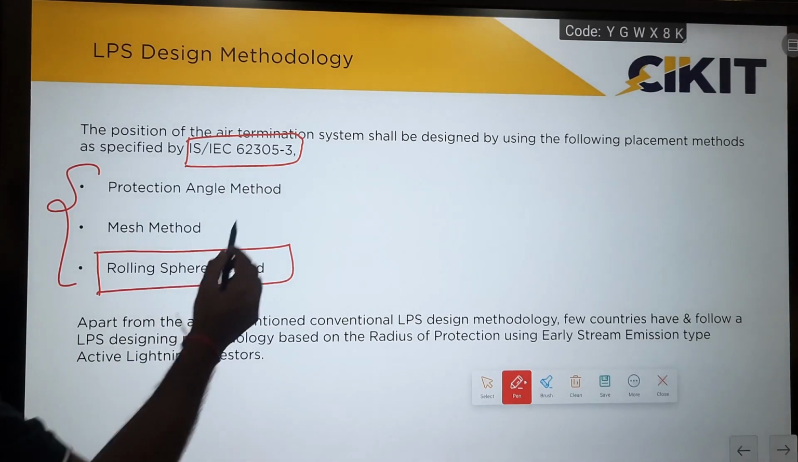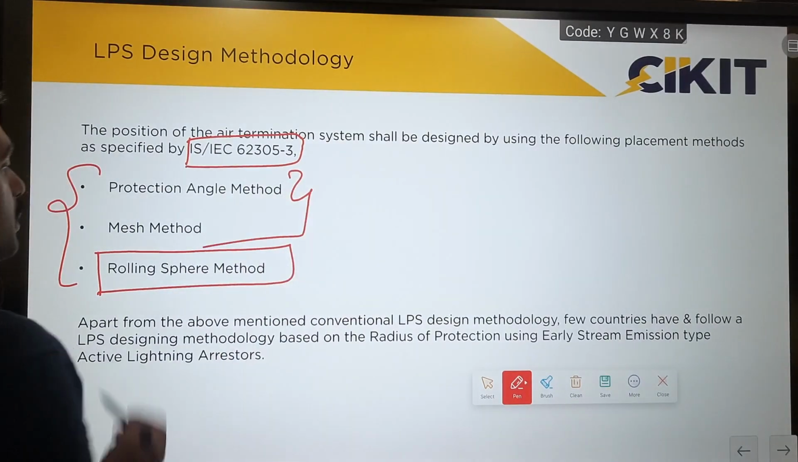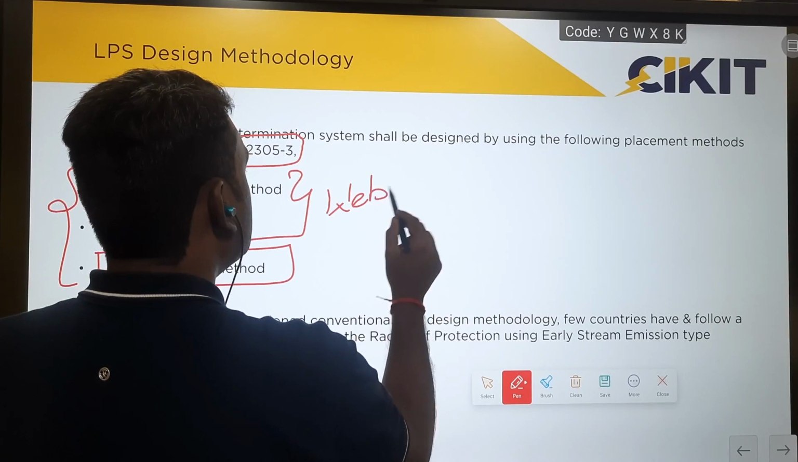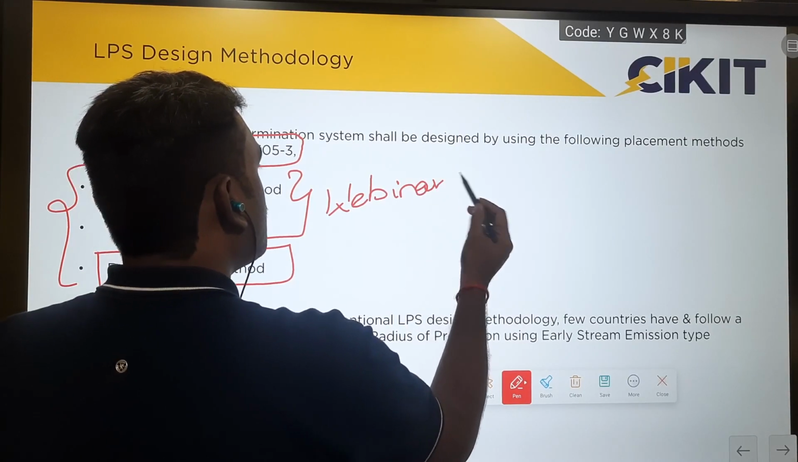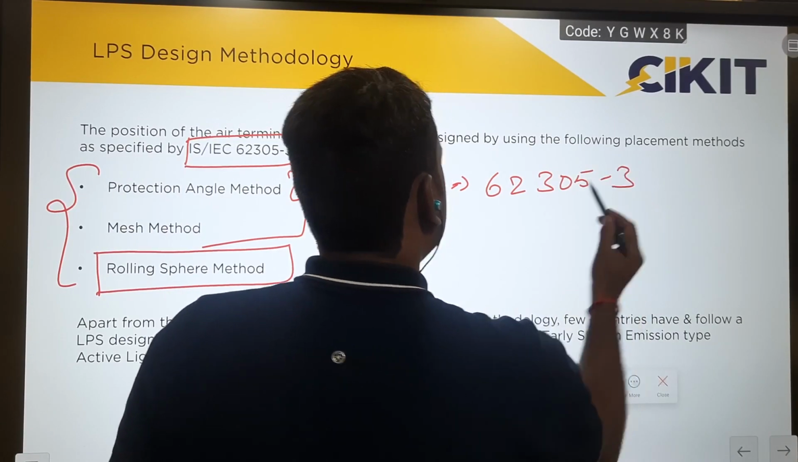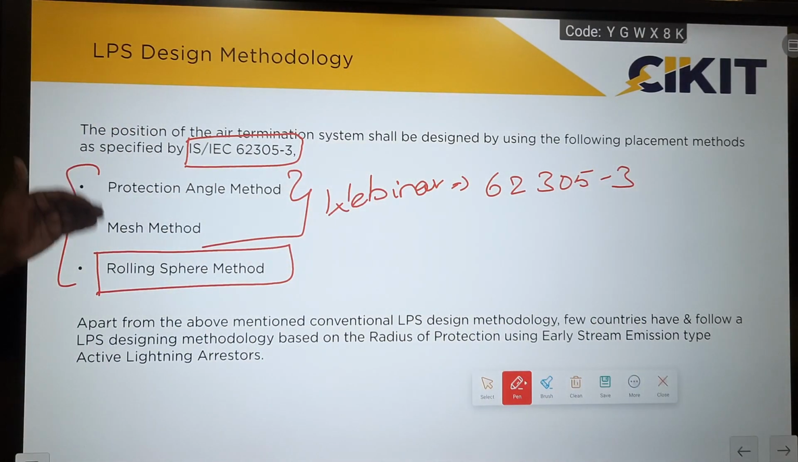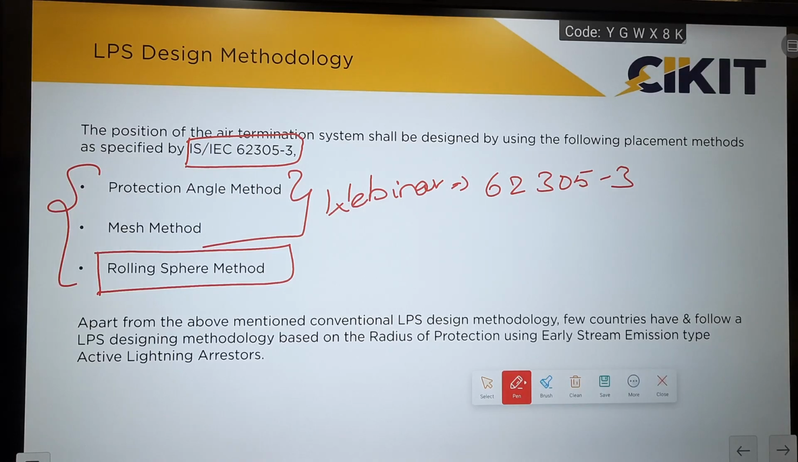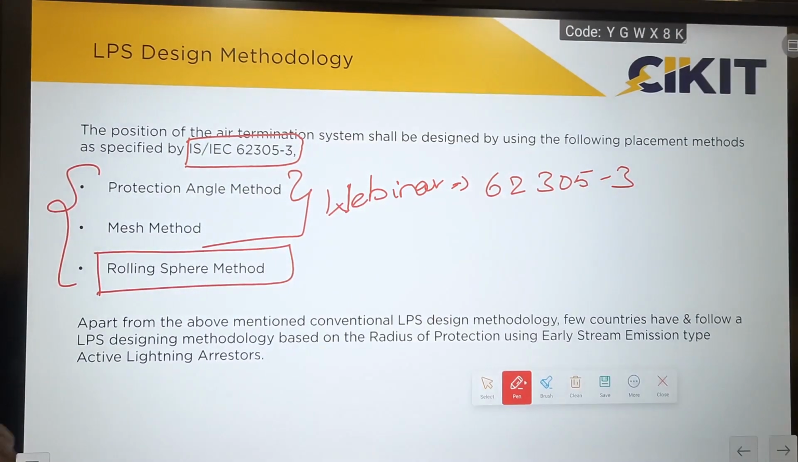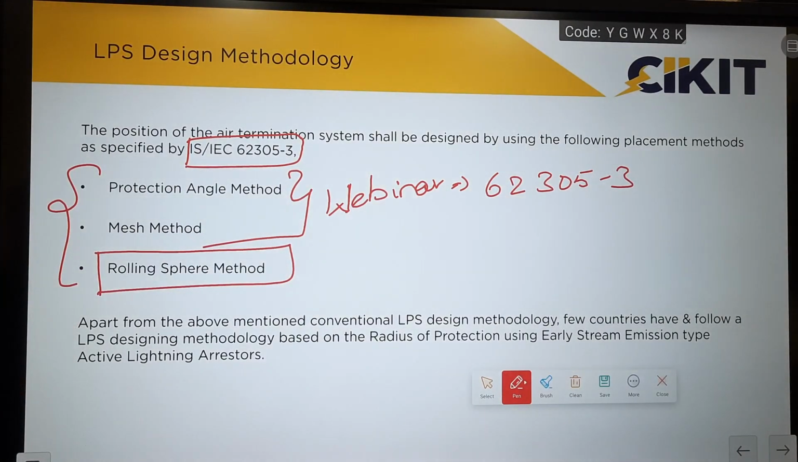I am not explaining these two methods, the protection angle method and the mesh method, as we have already explained everything about them in our previous webinar about lightning protection systems as per 62305 part 3. If someone hasn't attended the previous webinar, you can refer to it. And in today's session, we will be explaining only the rolling sphere method.